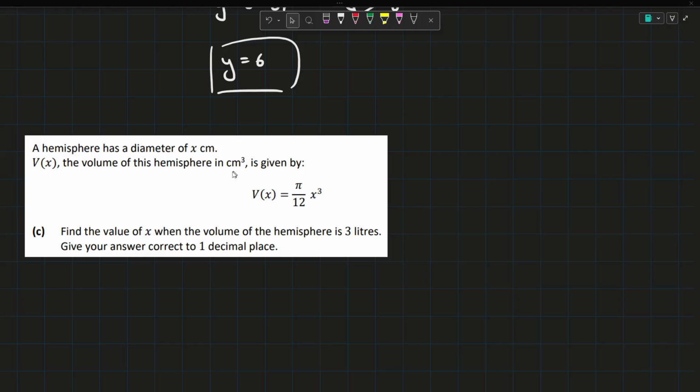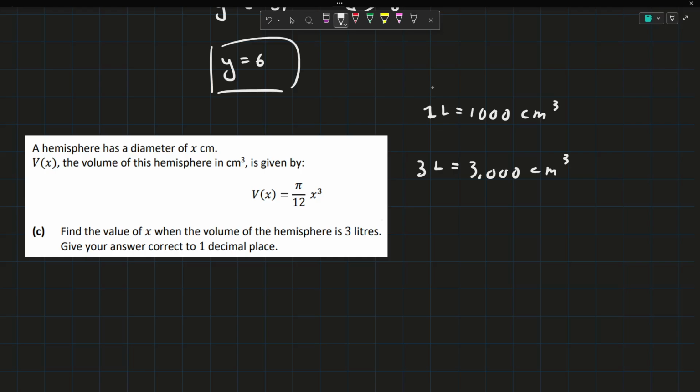Then we're given a different equation for the volume of a hemisphere. What is x when the volume is 3 liters? So it's important here, the volume for the equation is in centimeters cubed. So we have to convert 3 liters into centimeters cubed. So 3 liters is equal to 3,000 centimeters cubed. So the fact that you should remember for that is that 1 liter is equal to 1,000 centimeters cubed.